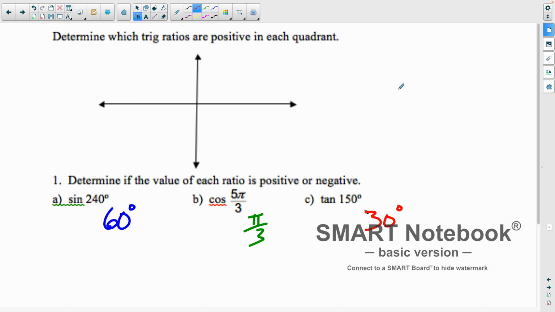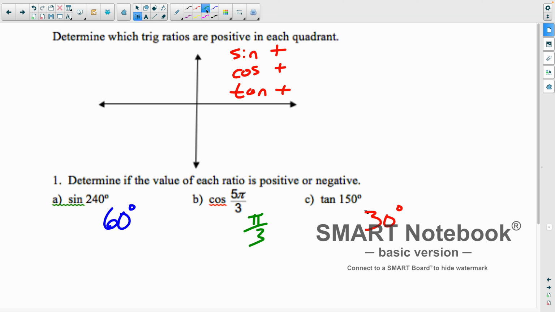All right? So determine which trig ratios are positive in each quadrant. Well, let's talk about them. Let's talk about sine. What does sine represent? It's y, and cosine is x, and tangent is slope, or y over x. So in this quadrant right here, sine is positive. The y is positive. Cosine is positive, and tangent is also positive. So really, when we're dealing in the first quadrant, I don't have to worry about anything. They're all positive.